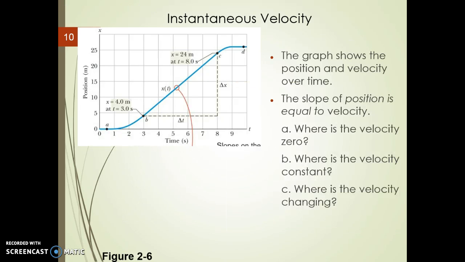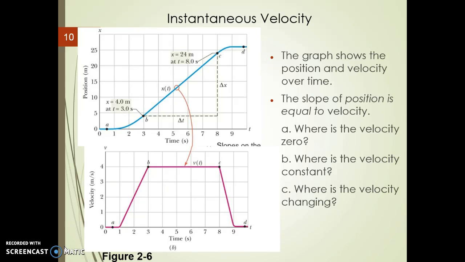Oh, apparently my graph didn't want to show up. Let me see if I can fix that, one second. Okay, there's our graph, and now you can see again what the velocity versus time graph would look like relative to the position versus time.